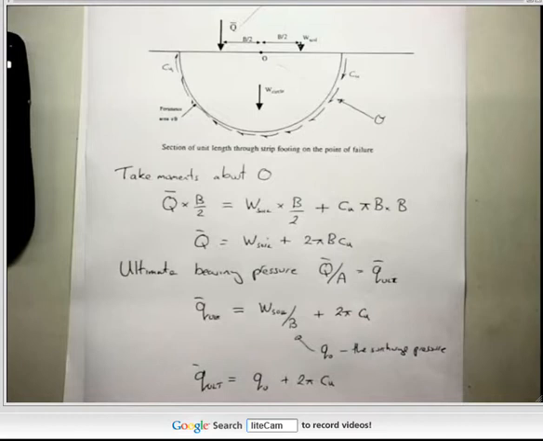Oh, the area of the foundation. Yes, that's right. What's the area of the circle? No, we're trying to work out what pressure we can apply to the foundation soil, not what the shear stress is on the failure surface. Okay?